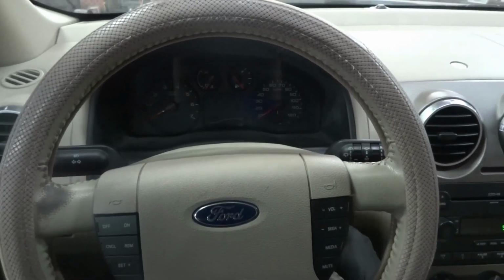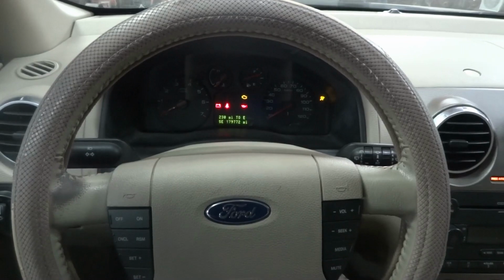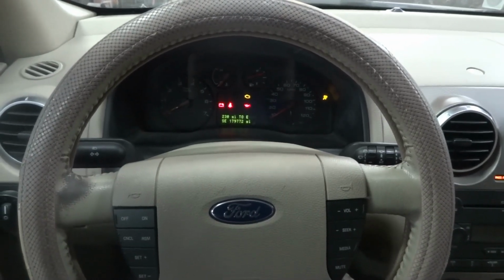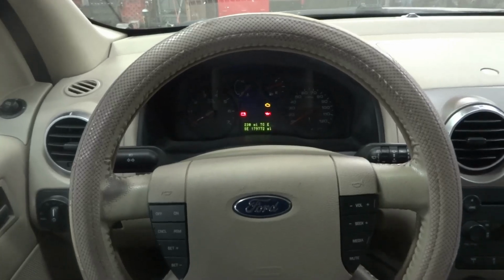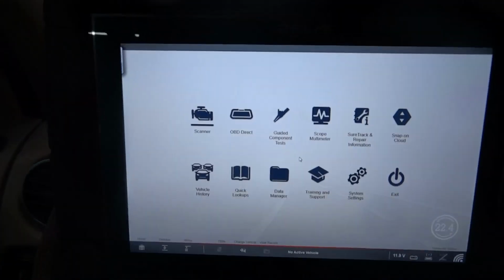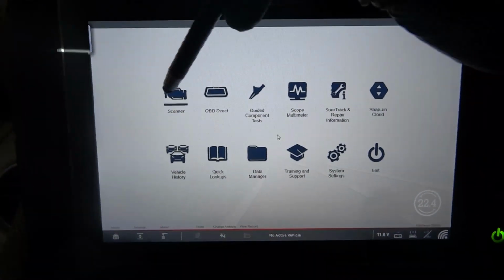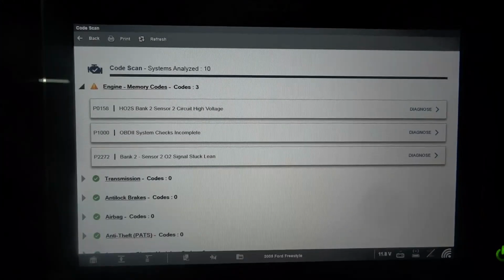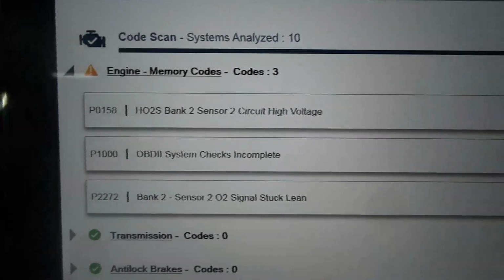I'm gonna turn the key on. I'm gonna get the scan tool connected to the vehicle. After I get the scan tool connected, I'll bring you guys back up. I got the scan tool connected to the vehicle, so I'm gonna bring it up. Now let's scan the engine computer and see what we got. So here's what we got. We have 3 trouble codes in the engine computer.